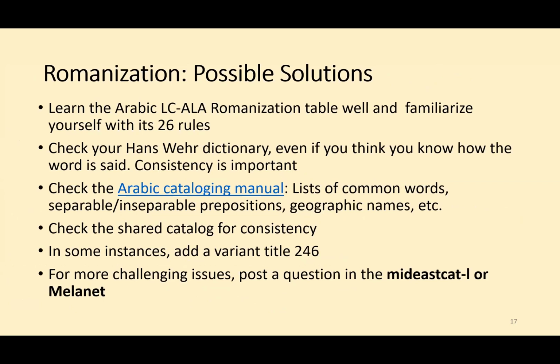So, to overcome these challenges, catalogers need to learn the Arabic LC romanization table well and familiarize themselves with all its rules. Check the Hans Wehr dictionary, even if you think you know how the word is said. Consistency is important. Check the Arabic cataloging manuals maintained by the cataloging committee, which include some good lists to help the cataloger. Check the shared catalog for consistency. In some instances, add a variant title in the 246. For more challenging issues, just post the question on one of the MELA listservs asking for assistance.